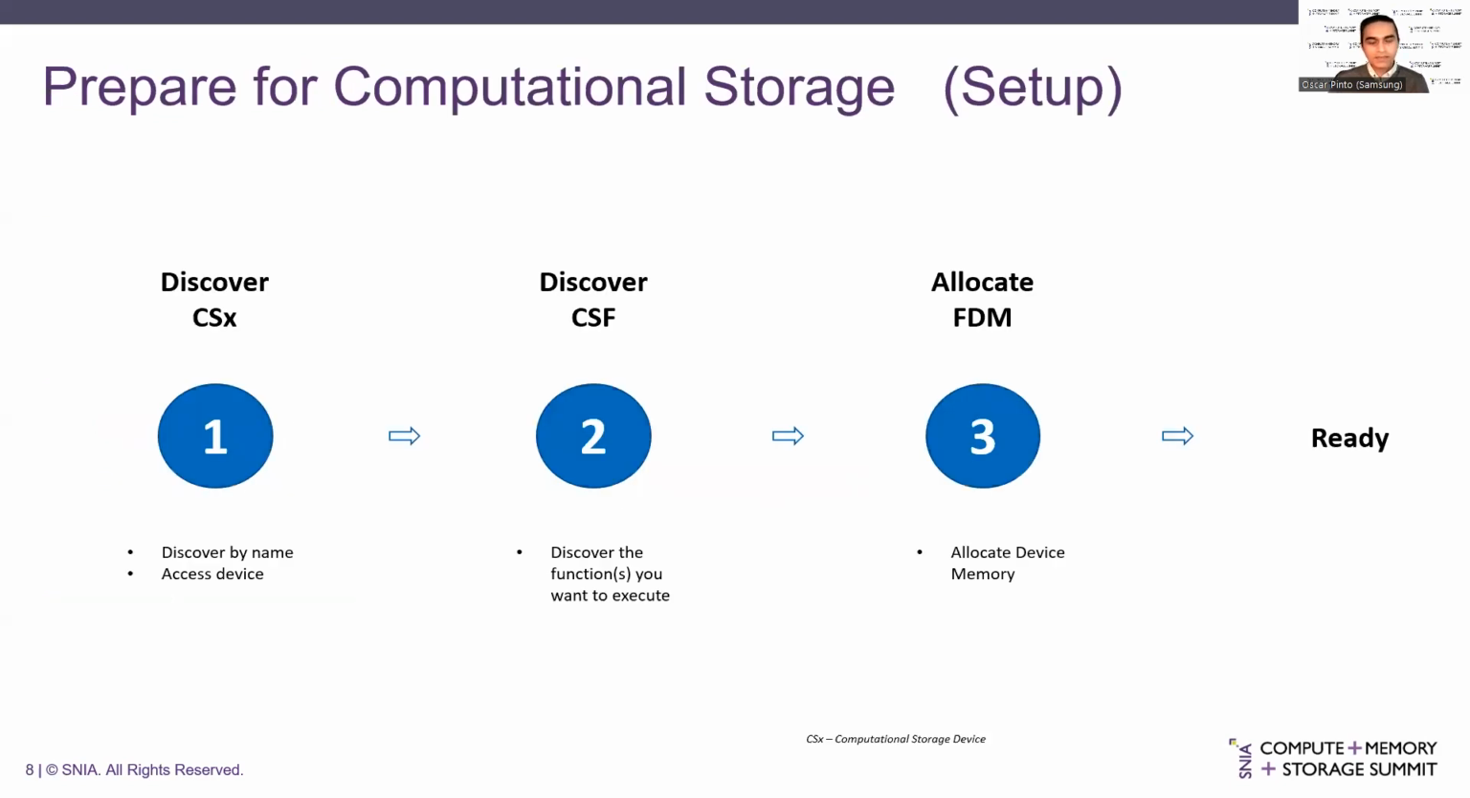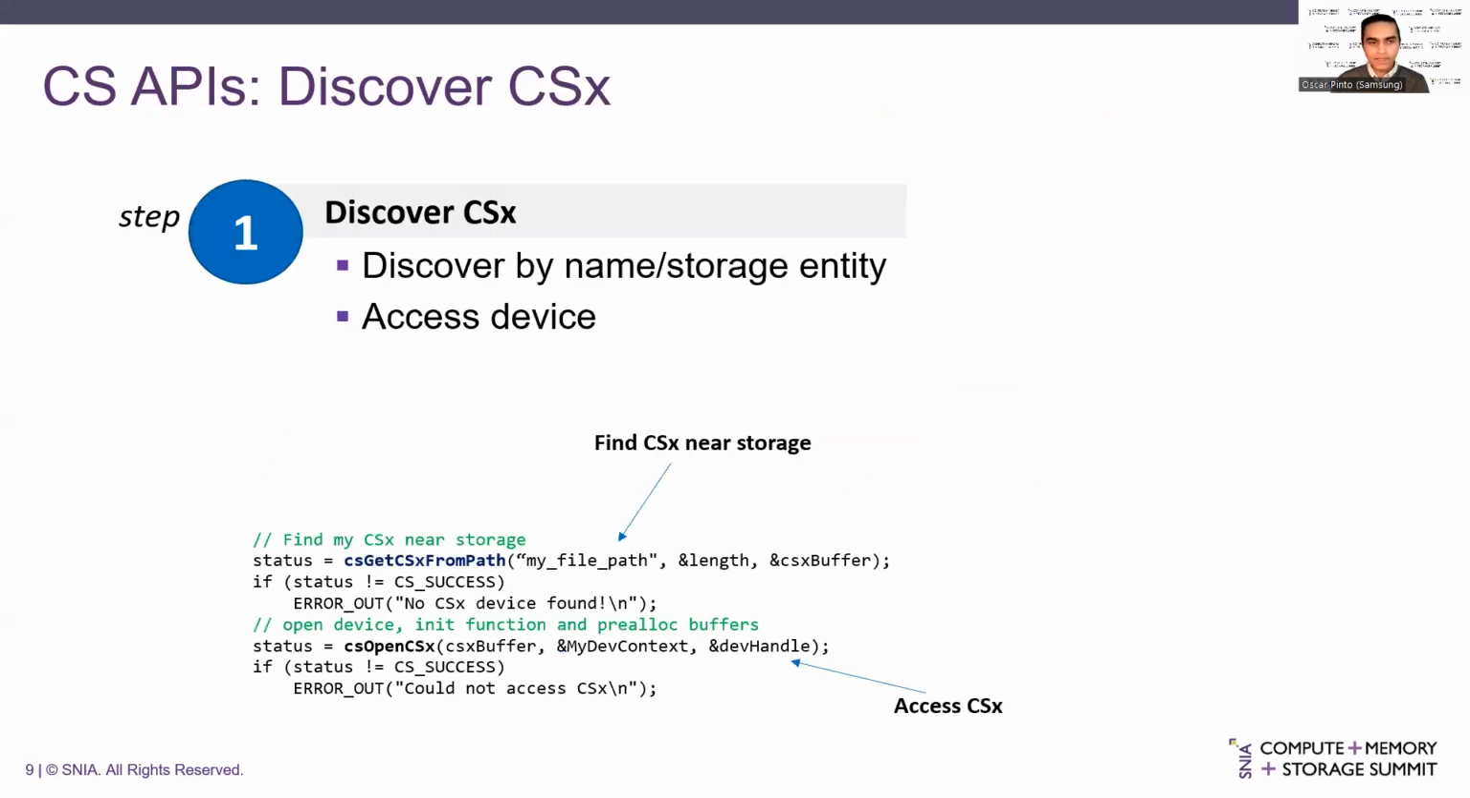So the first 3 steps are for setup. The first one is discover, wherein you go ahead and discover your computational storage device. And once you discover the device, you would go ahead and discover your computational storage function. And then you would allocate some device memory. Once you have completed these 3 steps, you are ready with your setup and you are ready to perform your computational storage IO. But first, let's get down to each of these steps.